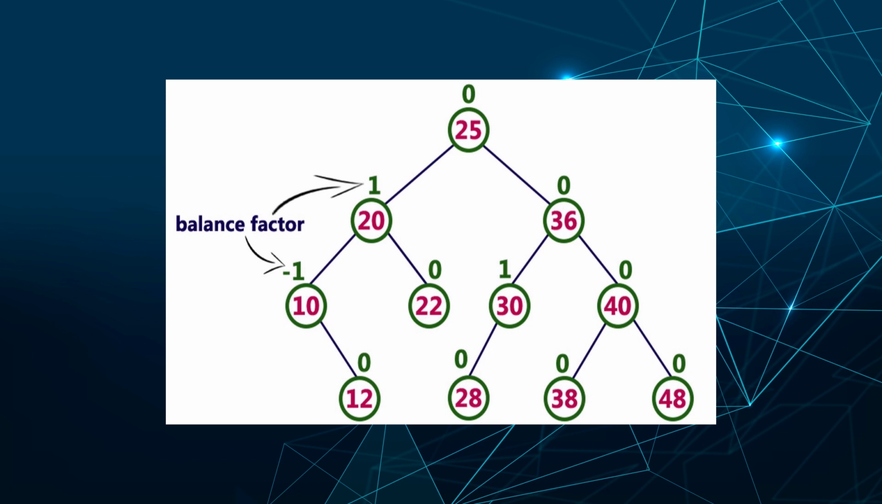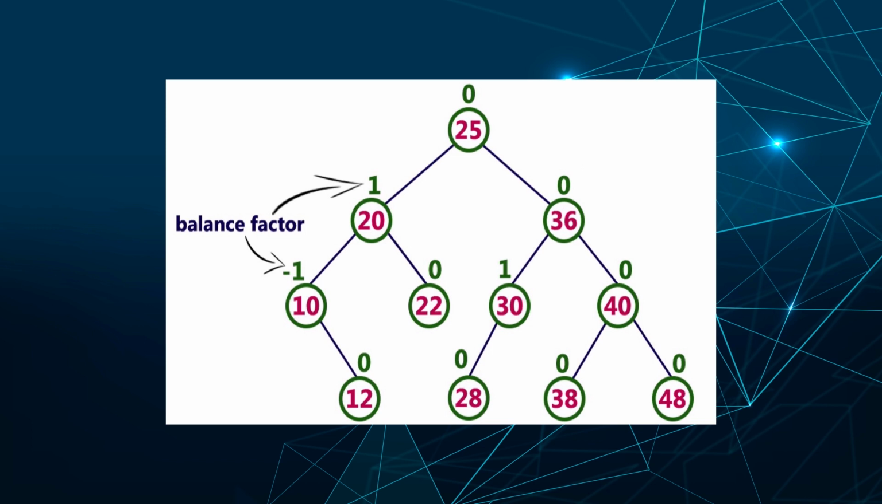So, the height of left is 2 and the height of right is 1. 2 minus 1 is 1, which again satisfies the property of the AVL tree. So, the balancing factor of 20 is 1, and it follows the property. If you cross check, the balancing factor of node 10 is minus 1, and of node 20 is 1. Both are within the range, so they satisfy the property of the AVL tree.